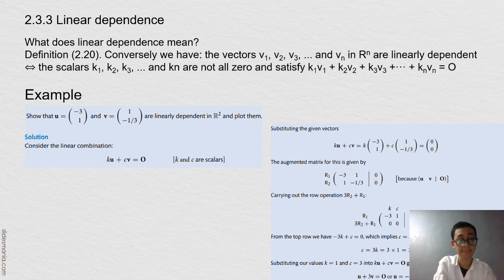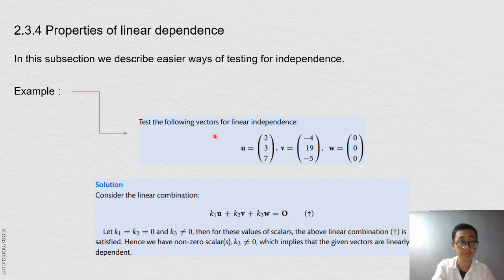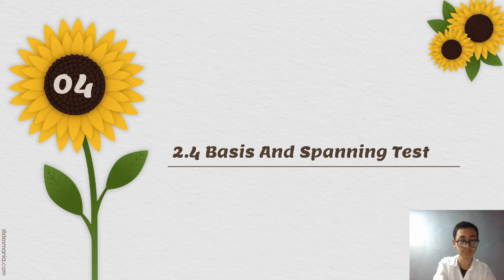Linear dependence. What does linear dependence mean? Definition 2.20. Conversely, the vectors v1, v2, v3, up to vn in R n are linearly dependent if the scalars k1, k2, k3, up to kn are not all 0 and satisfy k1 v1 plus k2 v2 plus k3 v3 plus up to kn vn equals 0. This is the example. Properties of linear dependence. In this subsection, we describe an easier way of testing for dependence, for this example.